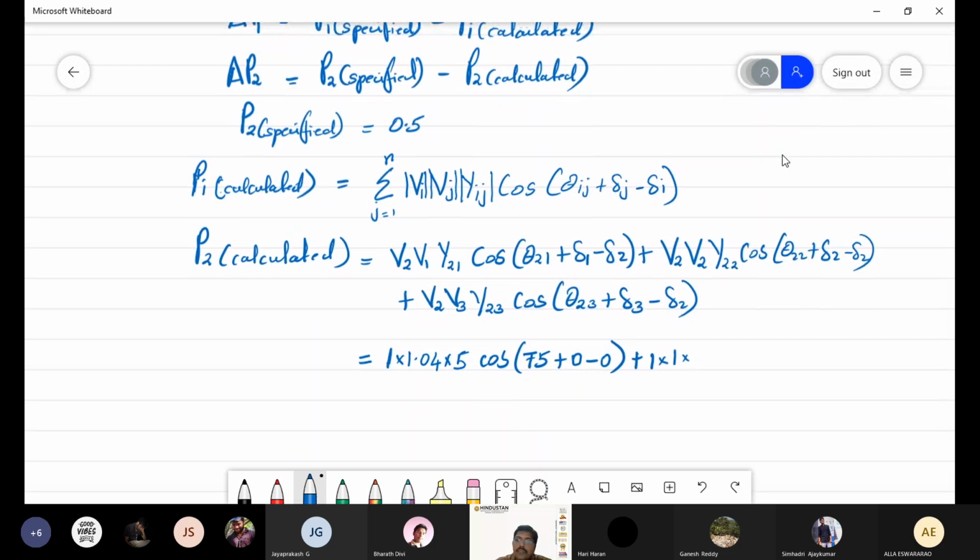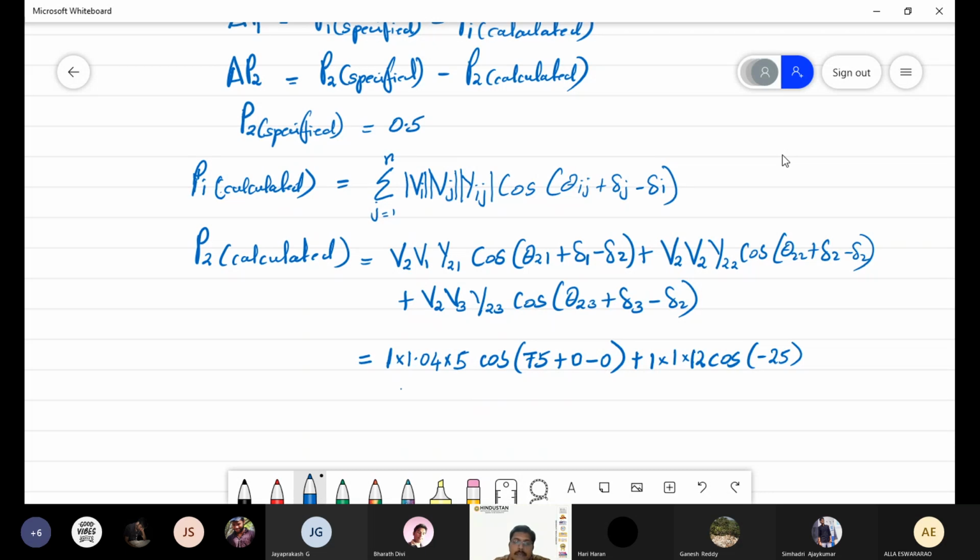So here we want to substitute Y22, that is equal to 12, and cos of theta 22 is minus 25. Plus here itself it will cancel, right? Plus del 2 minus del 2, it will cancel each other.